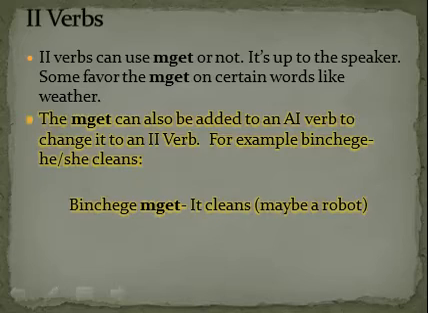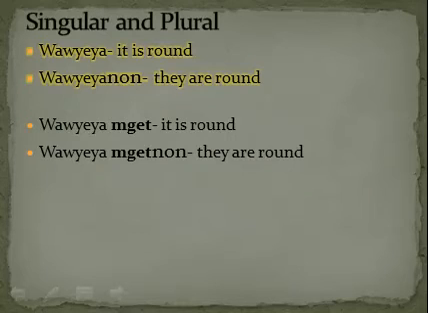Wow yeah ya, it's round. Wow yeah ya non, they're round. Wow yeah yam get, it's round. Wow yeah yam get non, they're round. So these are the two forms you see it in. It is round or they're round, and with the maget or not without the maget.